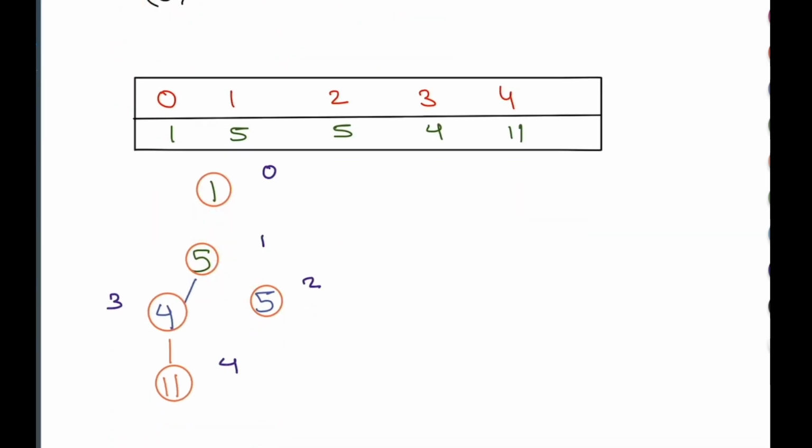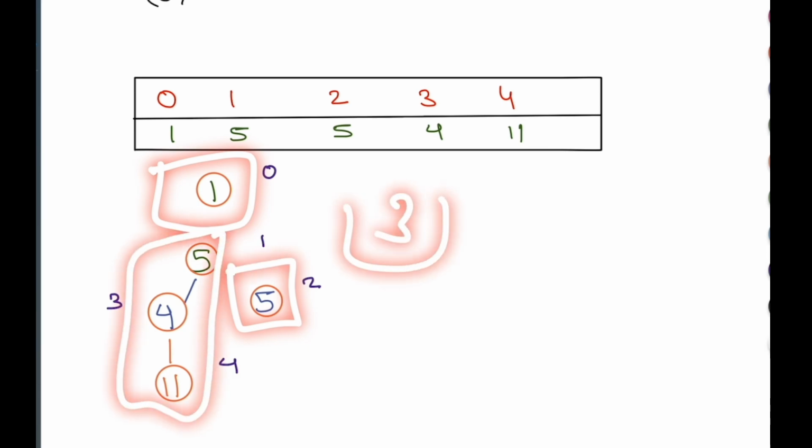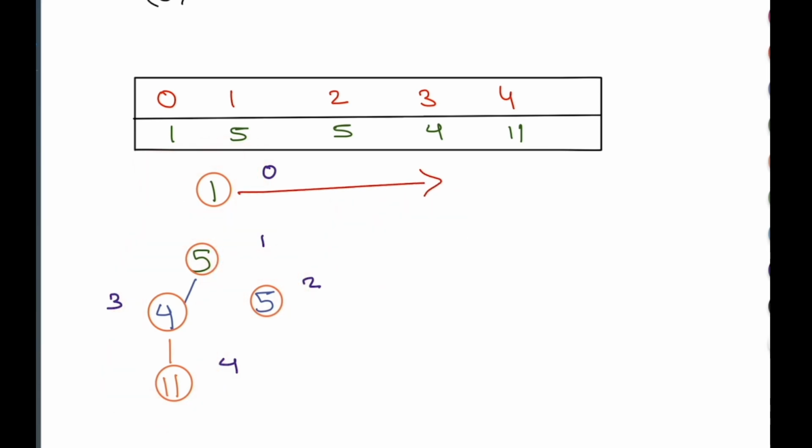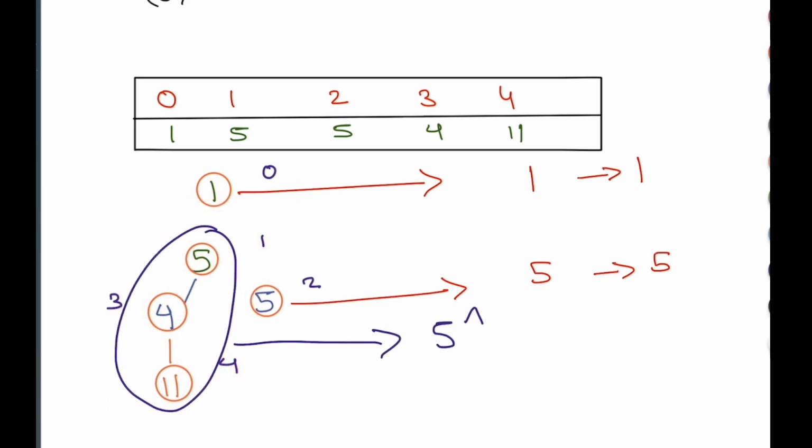Once you have removed these edges, you have one tree with just one node, another tree with one node, and another tree with three nodes, right? Let us say that this is our first tree. It has just one node, so the XOR of this will be 1. We have this tree, it has one node, and its XOR will be 5. And now we have another tree with three elements, 5, 4, and 11. So the XOR of this particular tree is going to be 5 XOR 4 XOR 11, which is equal to 10, right?